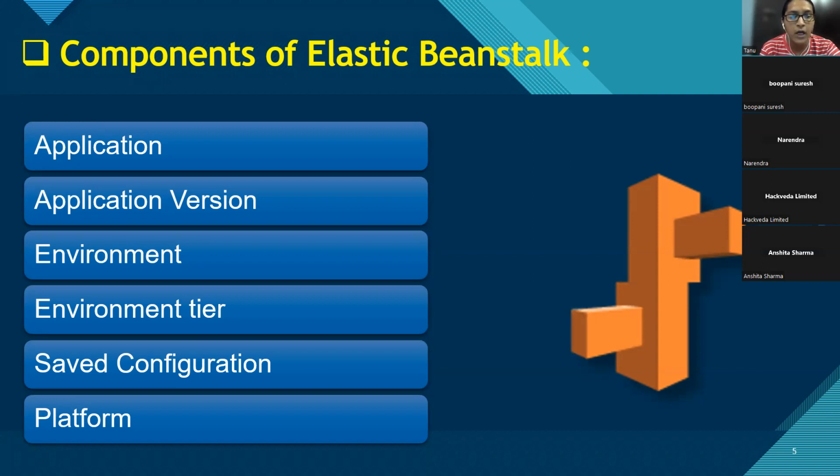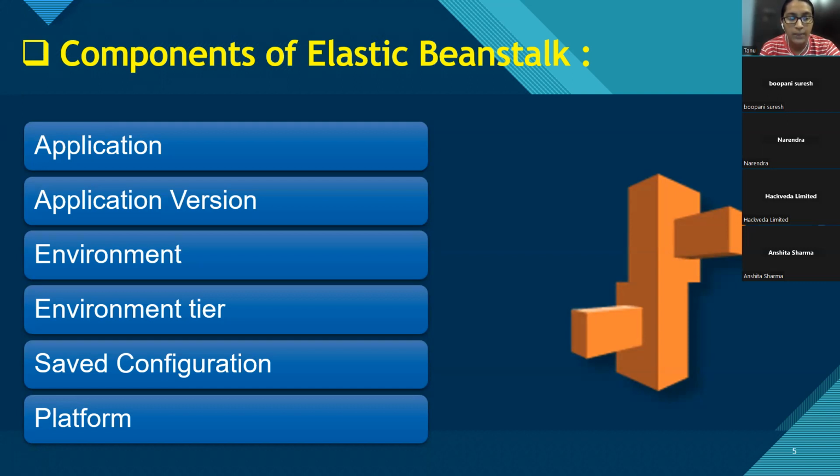Now coming to the next, which is the environment tier. When we launch an Elastic Beanstalk environment, we first choose an environment tier. The environment tier designates the type of application that the environment runs, and determines what resources Elastic Beanstalk provisions to support it.